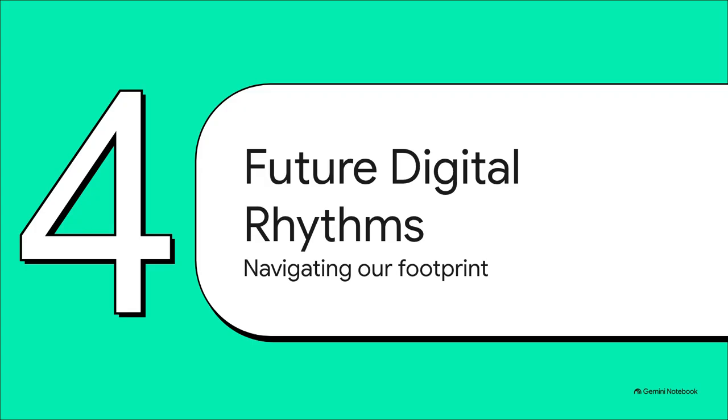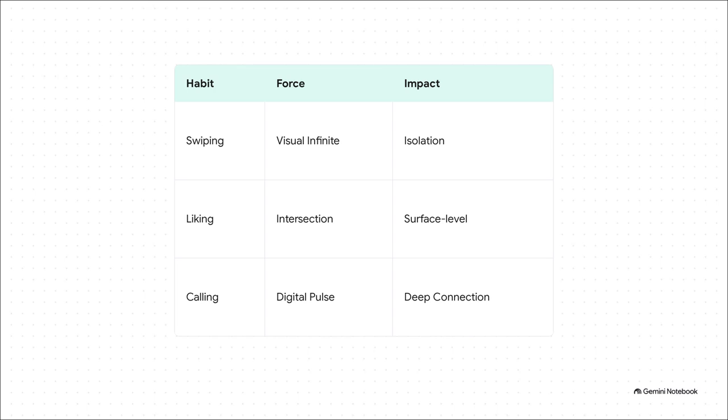Which brings us to our final part, section 4, the future of digital rhythms. So where do we actually go from here? Well, our specific everyday digital choices act as either a visual echo or a true heartbeat of connection. If your habit is endless swiping, you're firmly stuck in the visual infinite, and the impact there is isolating consumption. You might feel totally entertained, but at the end of the day, you're alone.